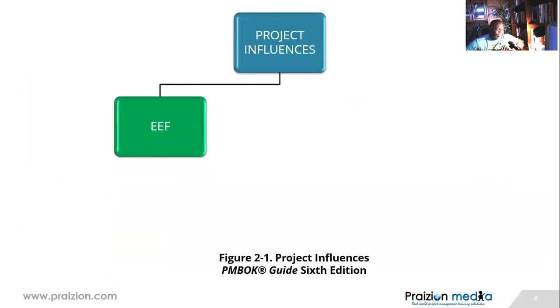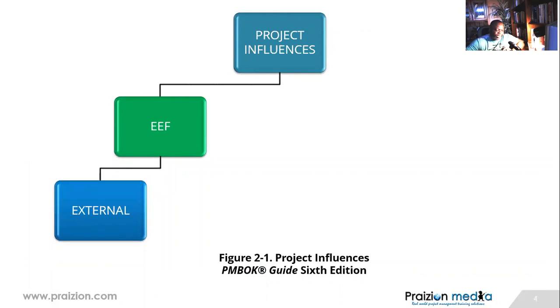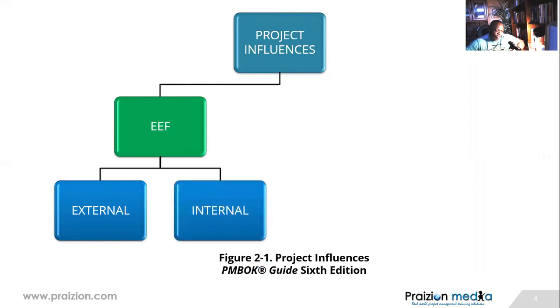So if you're thinking about the enterprise environmental factors, we could say external, things like marketplace conditions, things like regulatory type of factors like rules and regulations that the government sets down for certain work, Sarbanes-Oxley compliance, OSHA regulations and things like that. And then we have internal factors such as the availability of resources. The systems that you use could be a factor in your project success or failure.